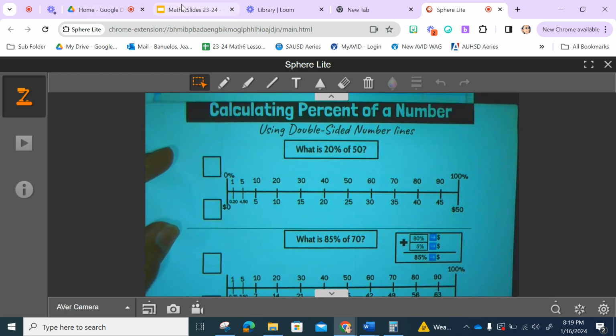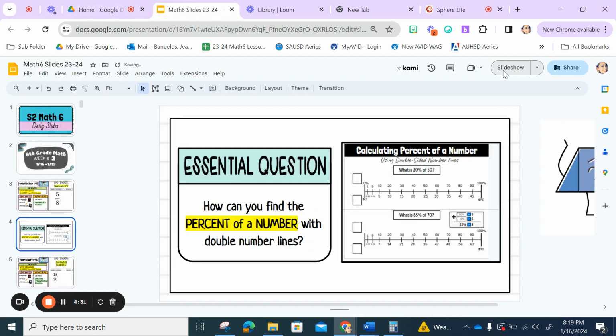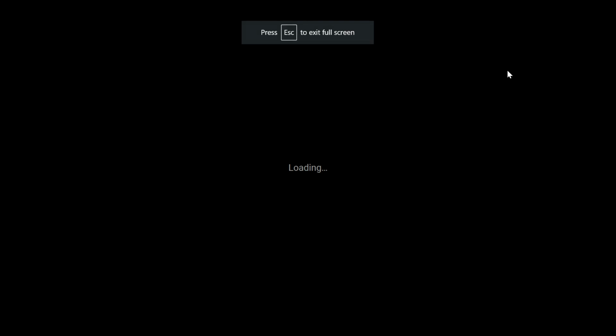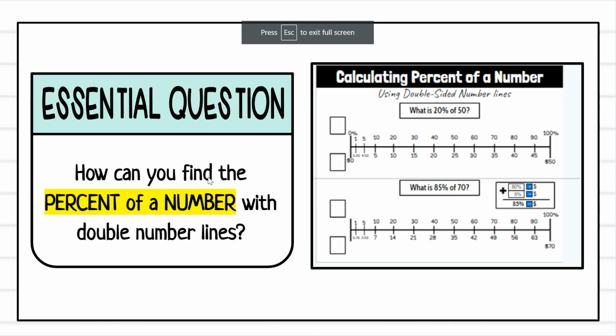Okay. So the essential question, or the focus of today's lesson: how can you find the percent of a number with double number lines? We're going to continue using double-sided number lines, but this time our math problem is going to be something like finding 20% of 50 or finding 85% of 70.